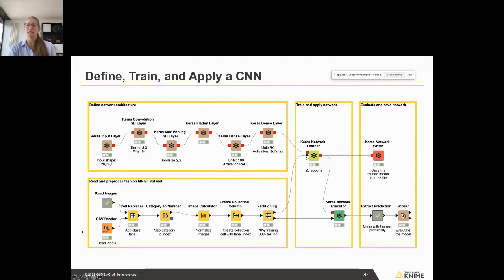But you see, it's always the same steps. You can use the Keras layer nodes to define the structure that you want to train, and then you can use the Keras network learner node to define all the training settings, and then apply it with the Keras network executor.